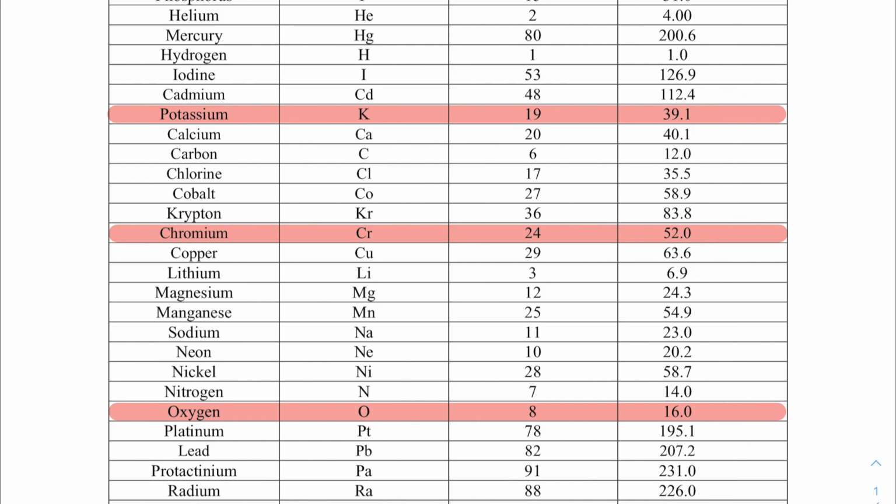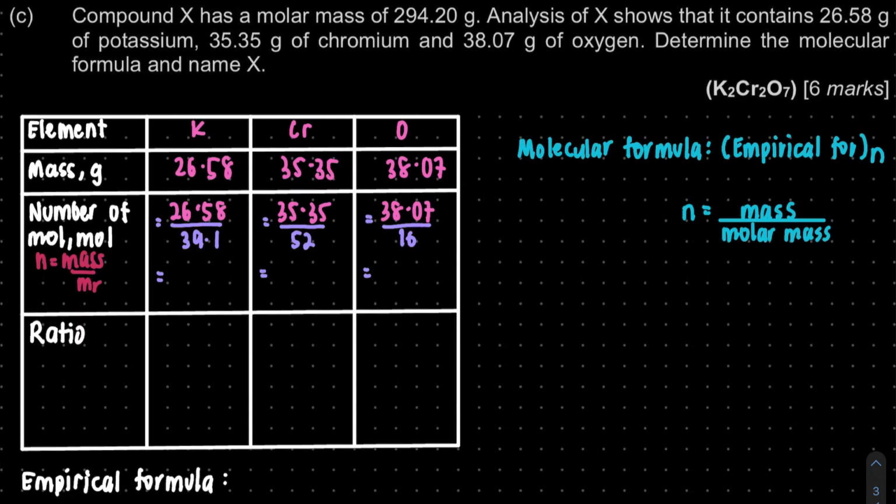So all the masses must be divided by the molar mass. So what is the number of moles? For potassium it is 0.6798, and chromium is the same. For oxygen it is 2.3794. Unless it is the final answer, you take 4 decimal places. That is for the number of mole.